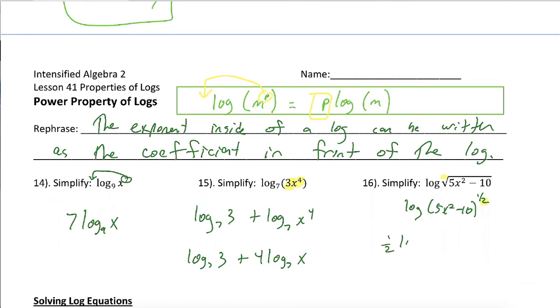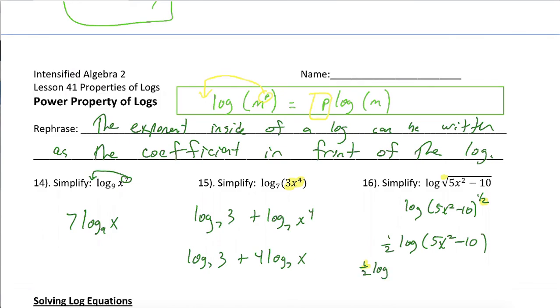1/2 times the log of 5x squared minus 10. And it is tempting to say that's 1/2 times the log of 5x squared minus 1/2 the log of 10. It's tempting to separate that difference. But we don't have a property for the log of a difference. We can only separate the log of a product or of a quotient, not a difference like this. If you can write that as a product, then you could separate it a little bit more. Well, in this case, you can, so not fully simplified yet.